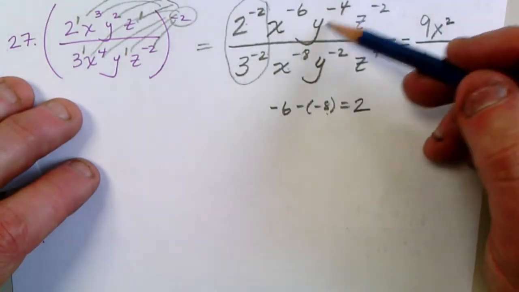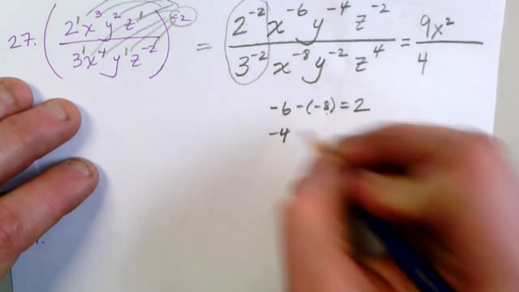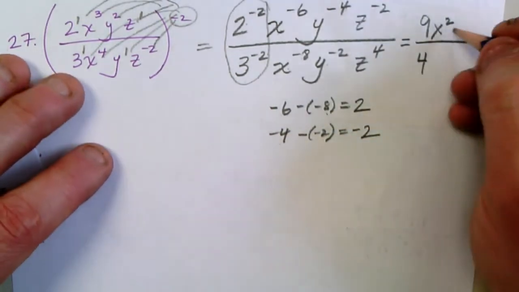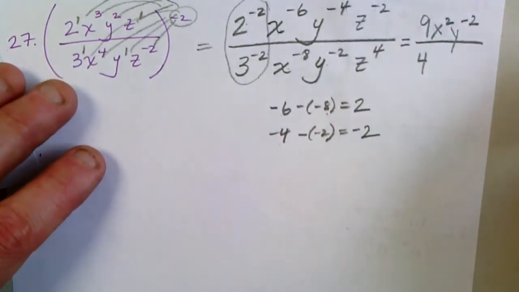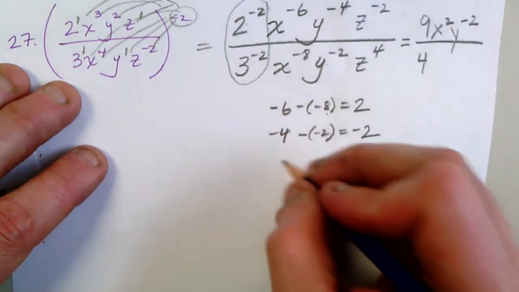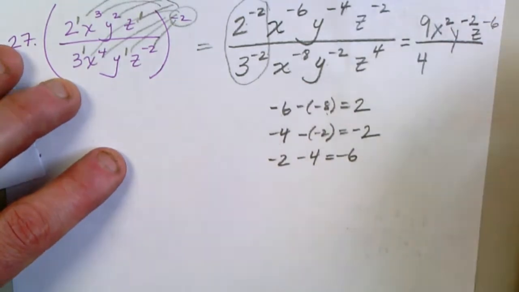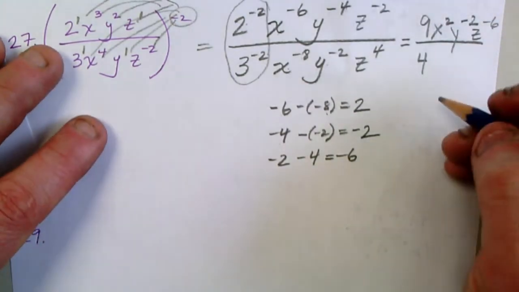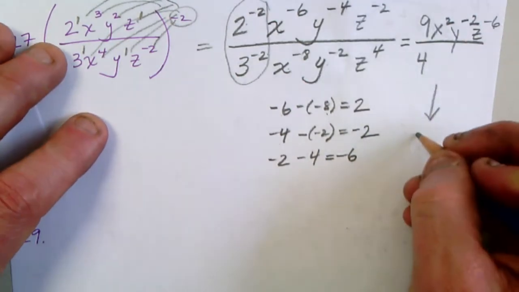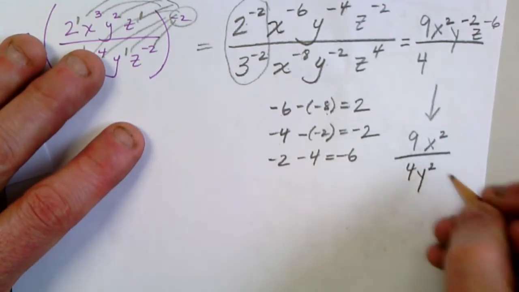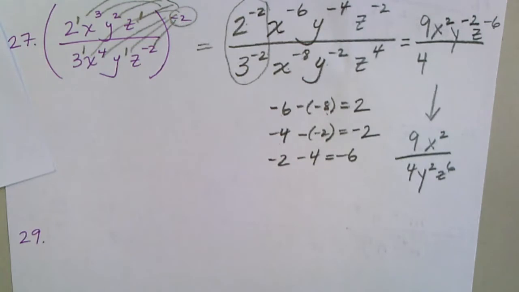Okay? Y to the negative 4th over y to the negative 2nd, so negative 4 minus negative 2, or negative 4 plus 2 gives you negative 2. So we have y to the negative 2nd. And then for z's, we have negative 2 minus 4. This gives you negative 6, so this is z to the negative 6. Okay? Now again, you cannot leave it like that. So I want 9 over 4, x squared, y squared, z to the 6th. Okay? So hopefully that made sense how I worked that through to get the fraction I have there.